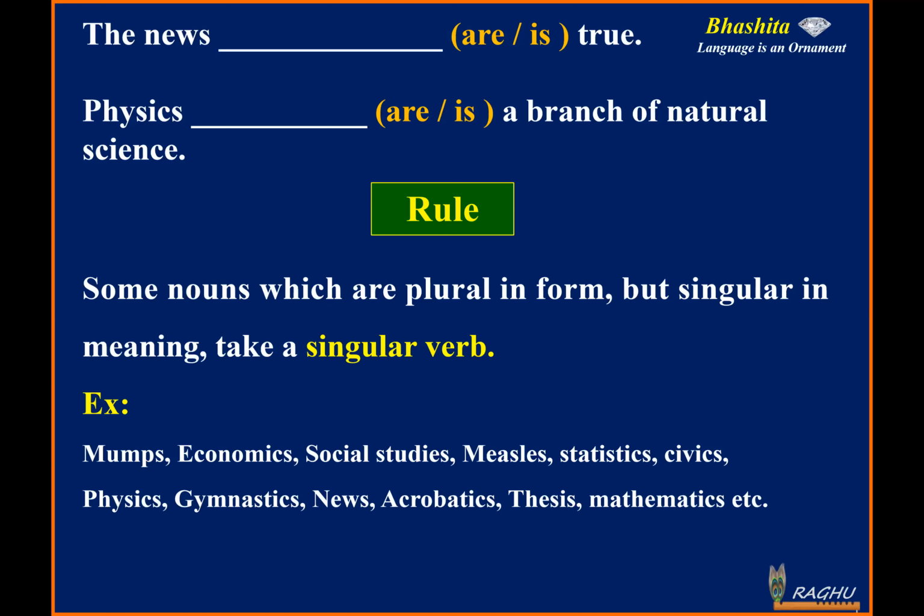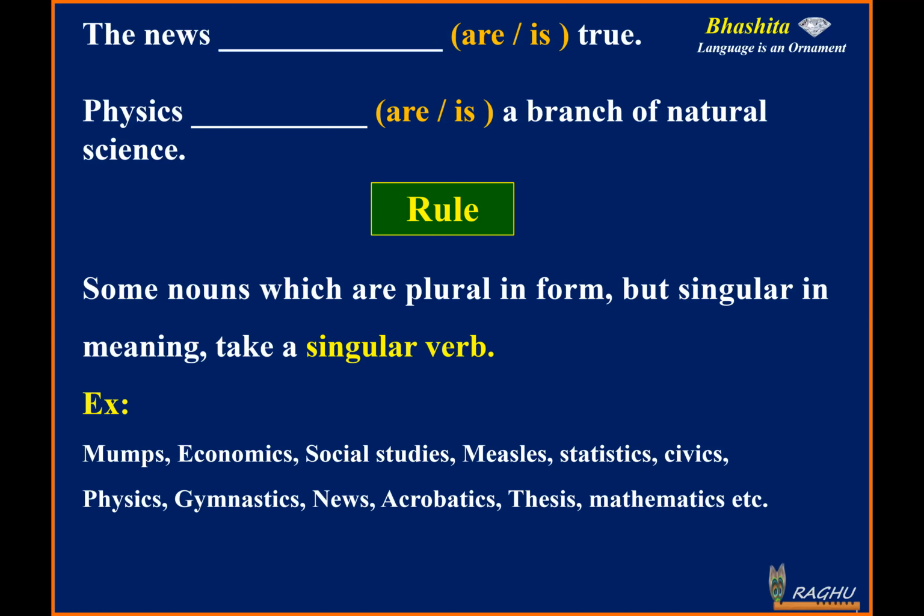Some of the nouns I have given as examples on the screen: mumps, economics, social studies, muscles, statistics, civics, physics, gymnastics, news, aerobatics, thesis, mathematics. There are many other nouns which look like plurals in form, but they are not plurals. They are singulars in their nature. They always take a singular verb.